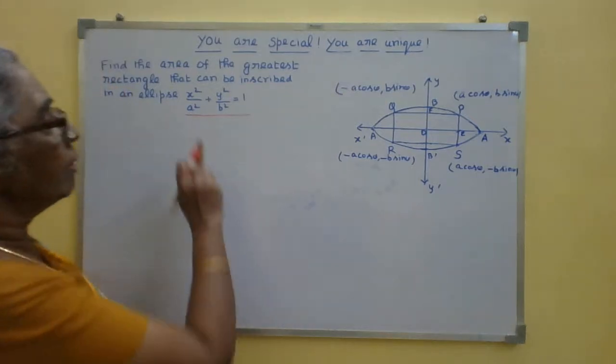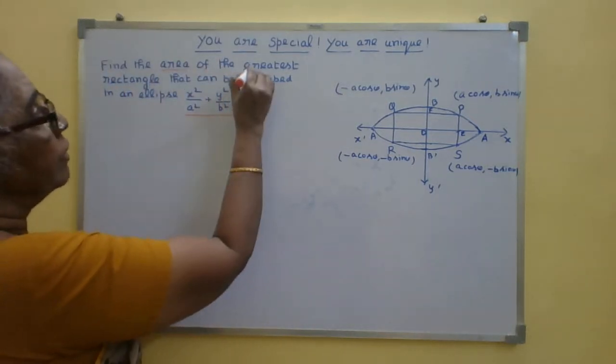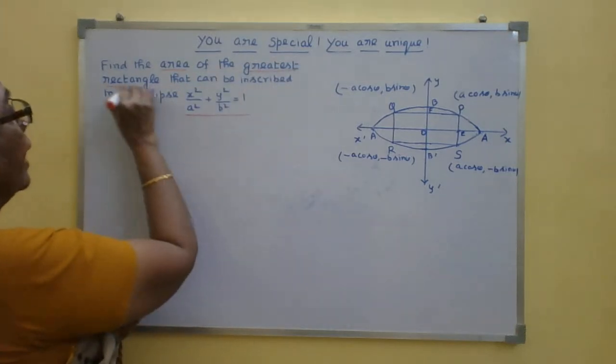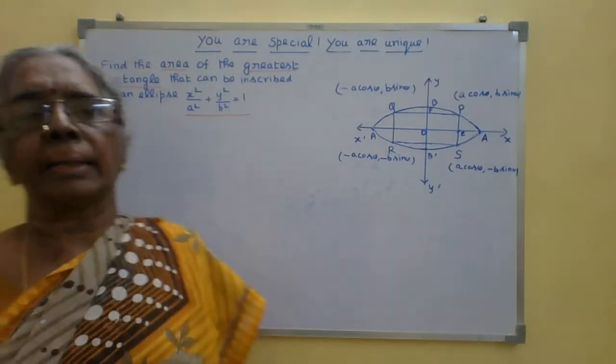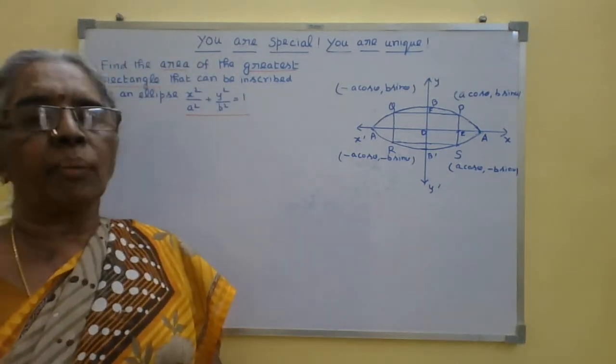This is called the standard equation of the ellipse. Okay, so here a and b are constants. Then you want to find the area of the greatest rectangle. That means you want to maximize the area of the rectangle. So that is what you understand from the figure.